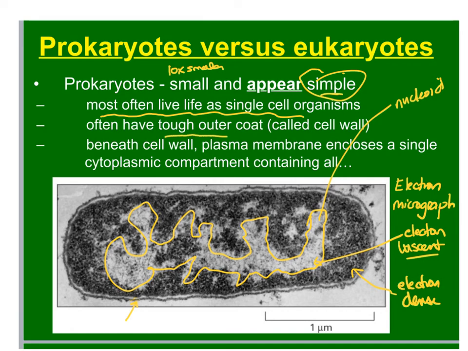That tough outer coat called the cell wall is usually there for protection, and that's probably what I've drawn this arrow to down below. And inside is probably a cell membrane, and we have the cytoplasmic compartment, and then what is all this dark stuff? That dark stuff is all of the machinery, the proteins inside that prokaryote that are required for that prokaryote to live.